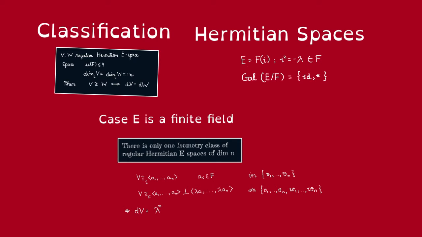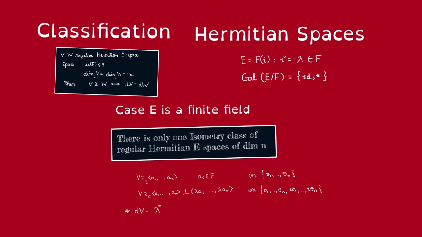The general principle is that one can generally expect a question for Hermitian spaces to be easier than the analogous question for quadratic spaces. Alright, so let's see why all regular Hermitian spaces of the same dimension must be isometric. Well, by our previous result, it suffices to show that they have the same discriminant. Okay, so let's say that V is a Hermitian space of dimension n.